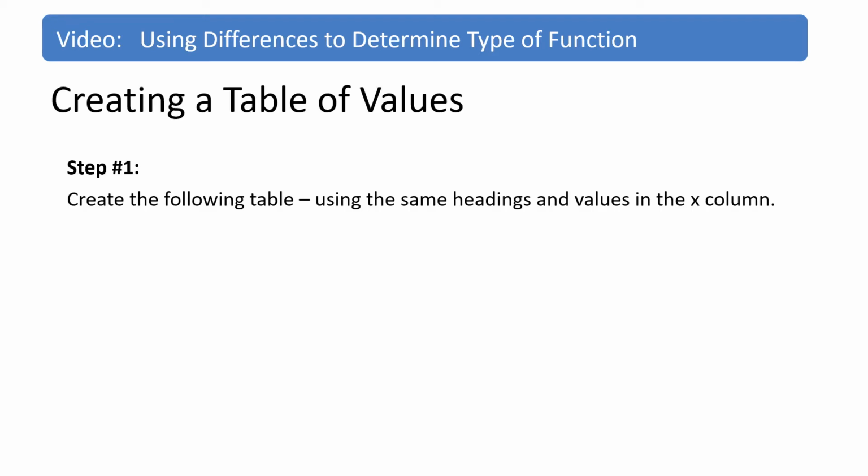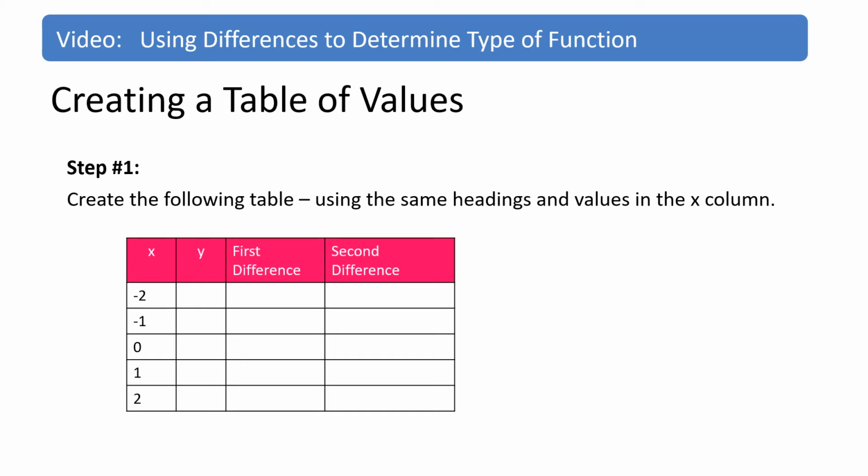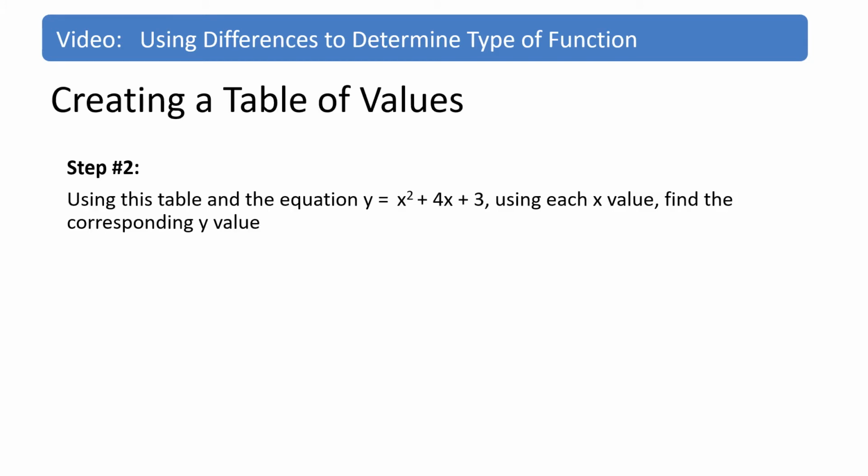Step 1. Create the following table using the same headings and values in the X column. Using this table and the equation y equals x squared plus 4x plus 3, using each x value in the table, find the corresponding y value.